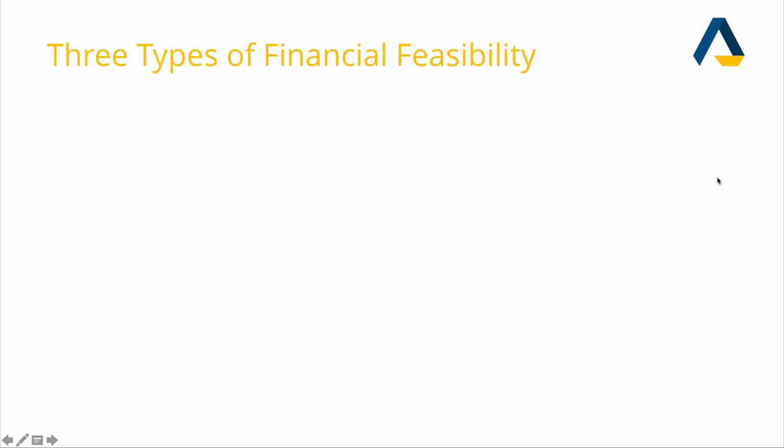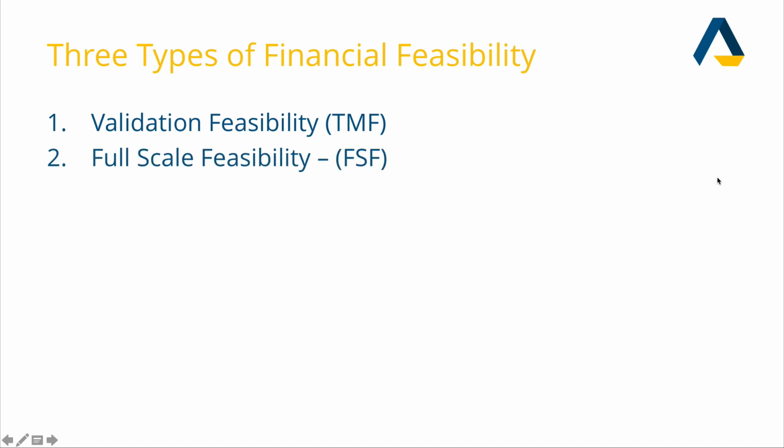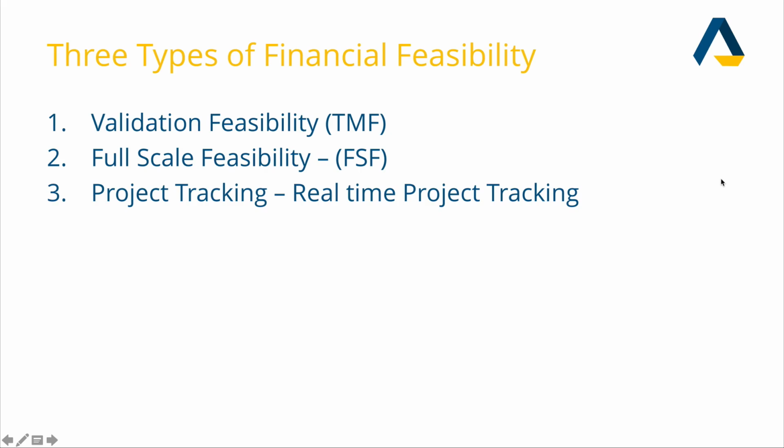So, in a nutshell, there are three types of financial feasibilities. Number one is the validation feasibility, and we'll look at all three of them in a second. Number two is your full-scale feasibility. I like to call it FSF. And number three is actually the feasibility when your project is in motion, when your project is being built.